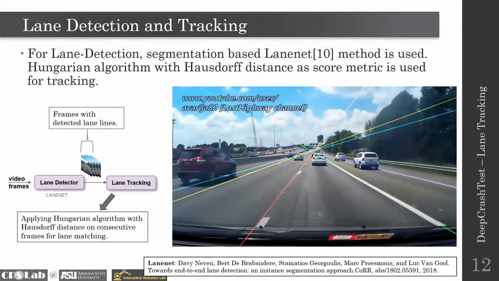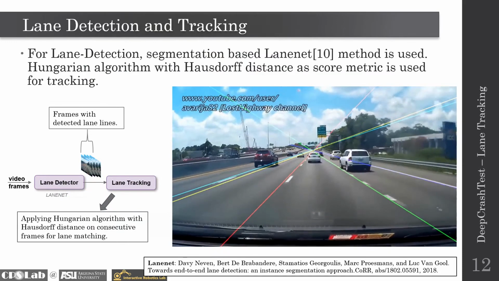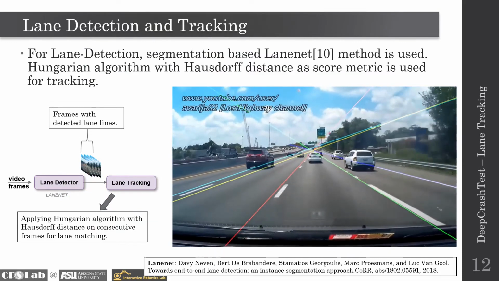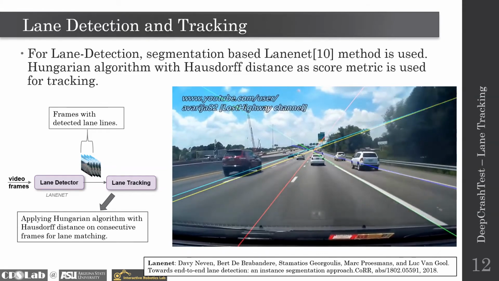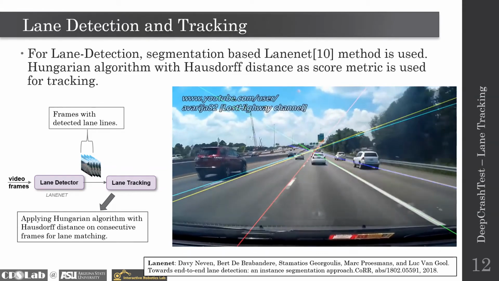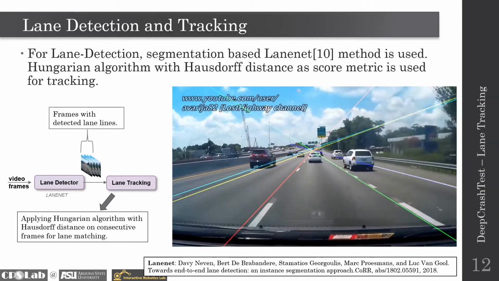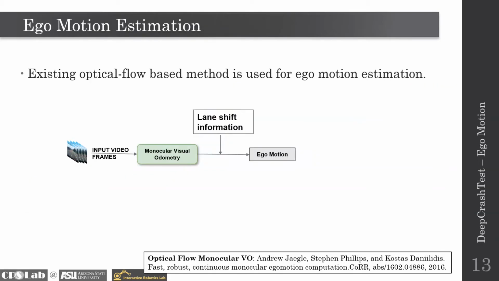For the lane detection, we use the existing segmentation-based LaneNet method, and for the lane tracking, we apply linear sum assignment using Hausdorff distance between the lanes of consecutive frames as a distance metric. To perform monocular visual odometry, we use an existing optical flow-based method to extract the high-level ego trajectory. We combine the low-level lane localization information with this high-level trajectory to provide the full ego motion profile.